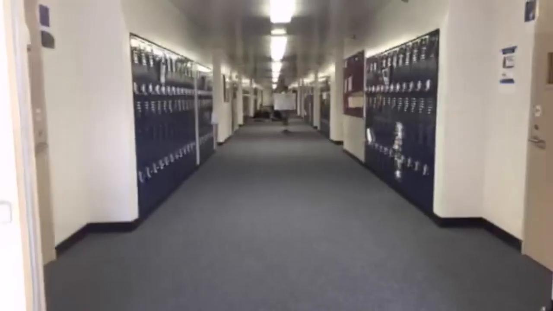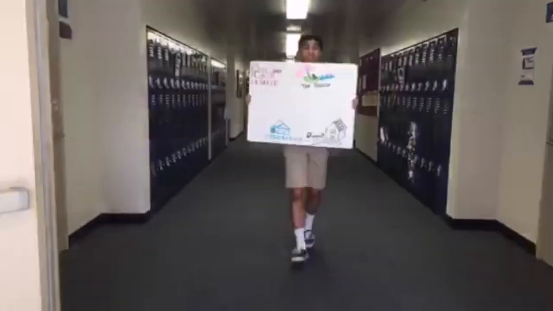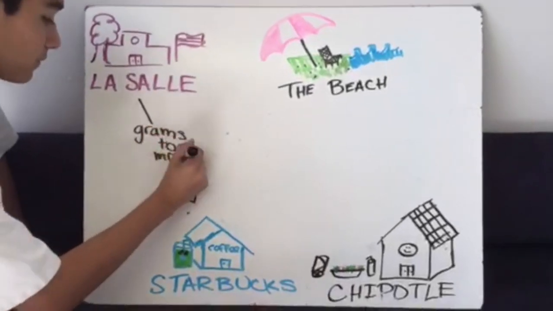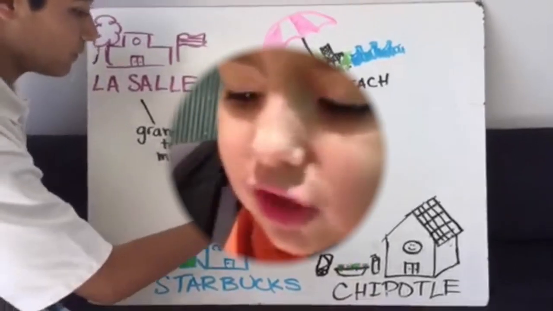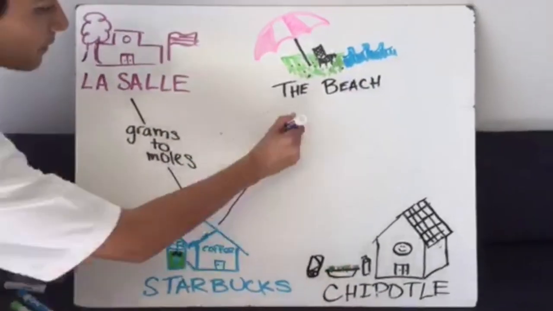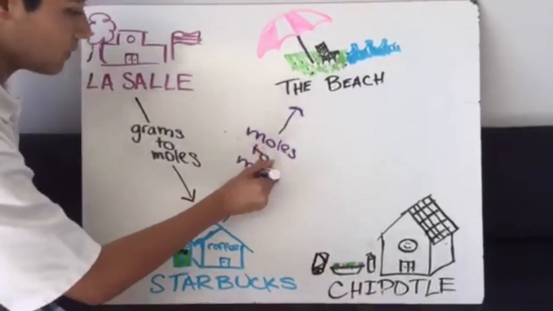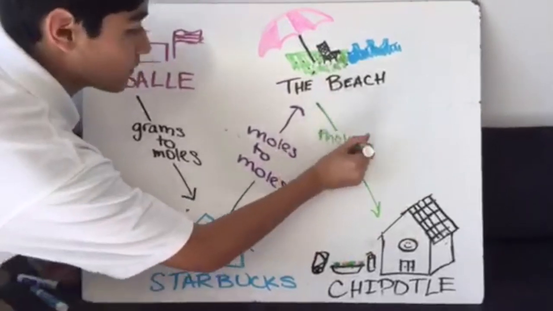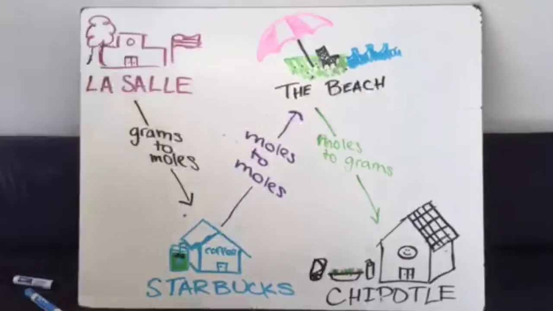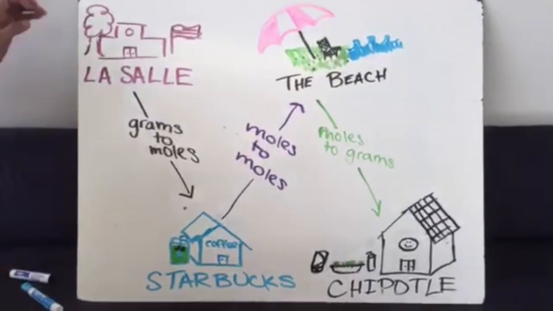But Filippo, what do we do with this information? Can you explain it in a way a kid like me will get? Don't worry, I'm coming with my roadmap to success. Well, Michelle, in a way that corresponds with your life, you have to go from LaSalle all the way to Chipotle. Oh my god, I love Chipotle! Chipotle is my life! But in order to get there, you have to stop at Starbucks and the beach as well. Think of LaSalle and Chipotle as your grams and Starbucks and the beach as your moles. In order to get to the final grams, you have to go through both moles.